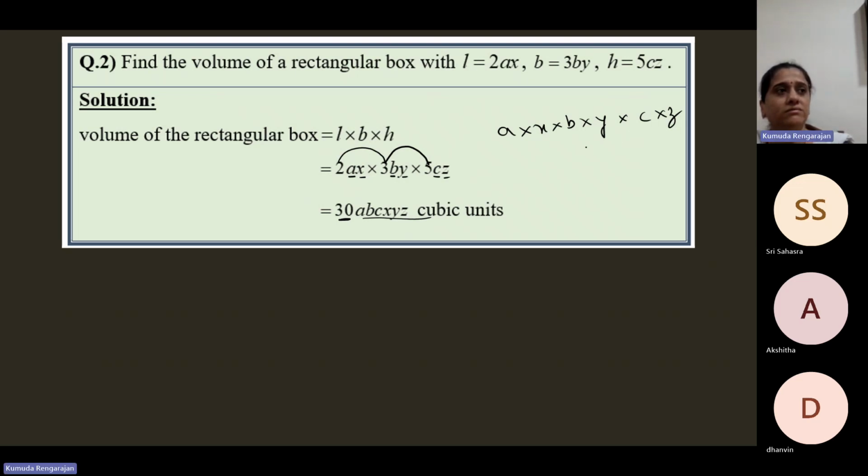So how do you multiply? No, you can't use a law. Bases are different, so you cannot use any law here. So just write it as it is. I've just written them in alphabetical order: A, B, C, X, Y, Z. All right.